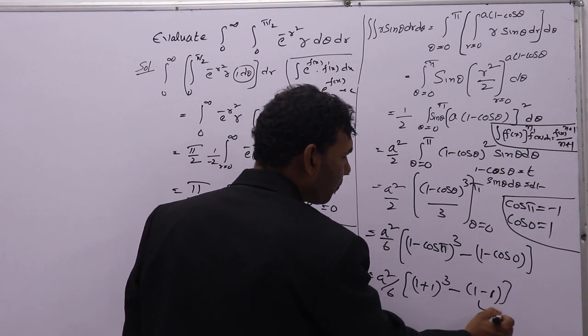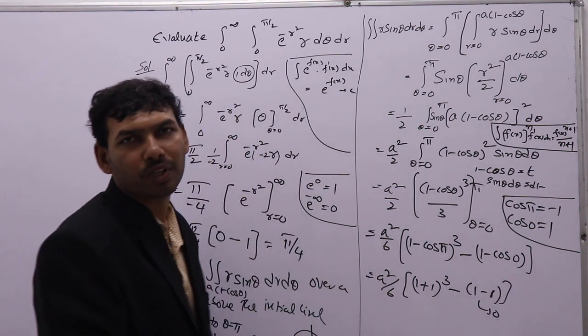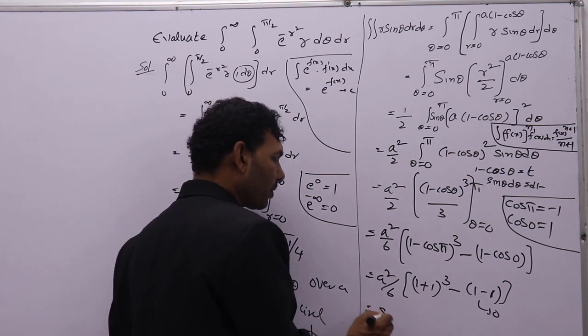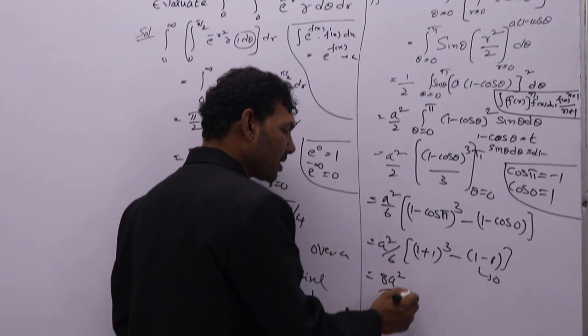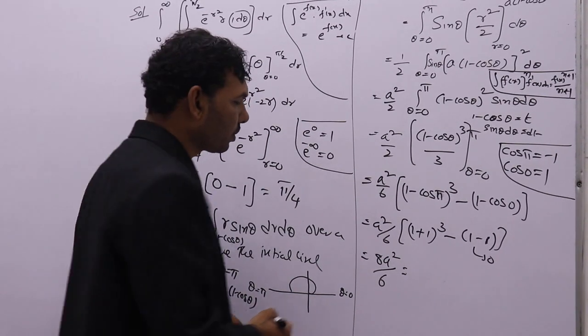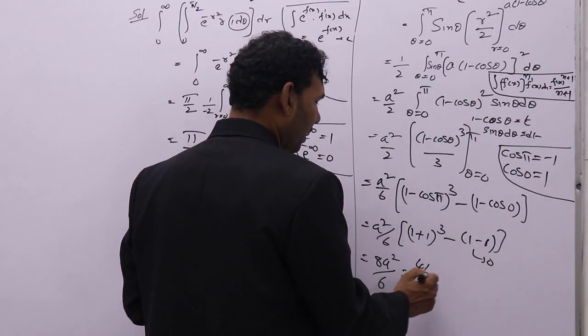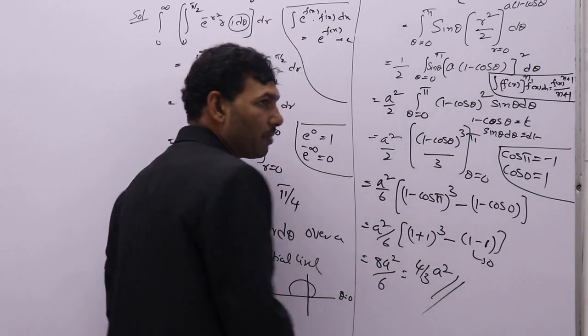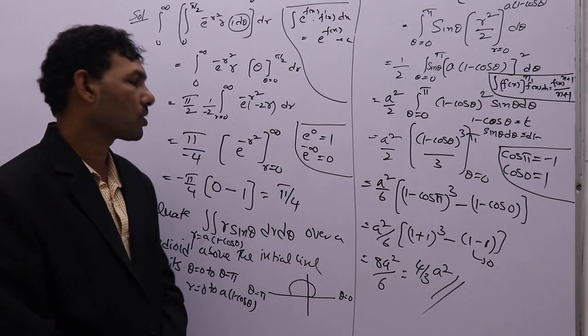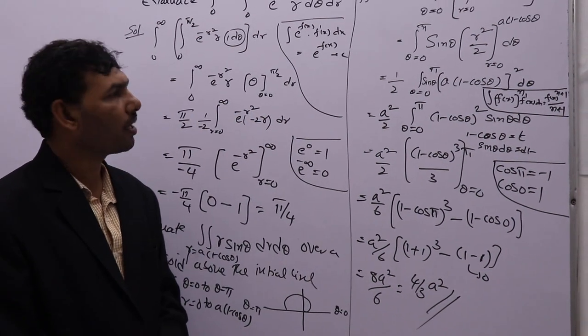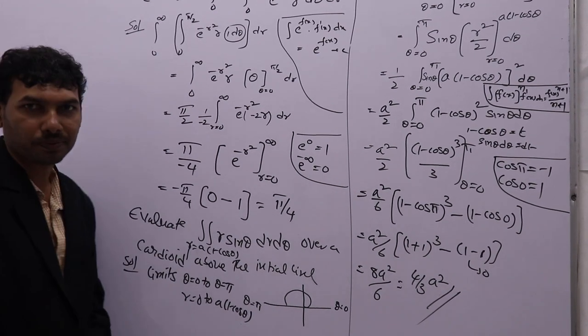This becomes 0. So finally 2 cube. What is 2 cube? 8. 8 a square by 6. If you cancel with 2, 4 by 3 a square will be the answer. 4a square by 3 will be the answer. Are you clear? Any doubts you may express?